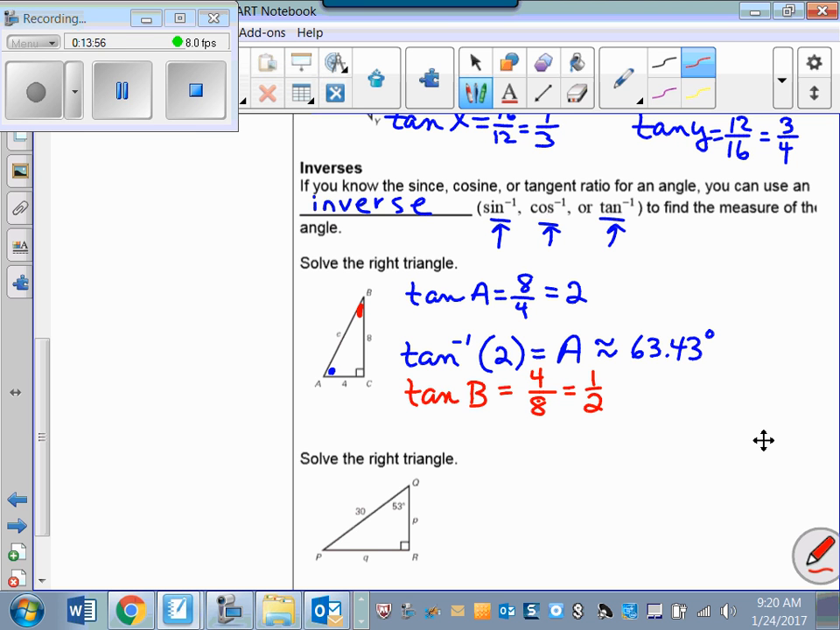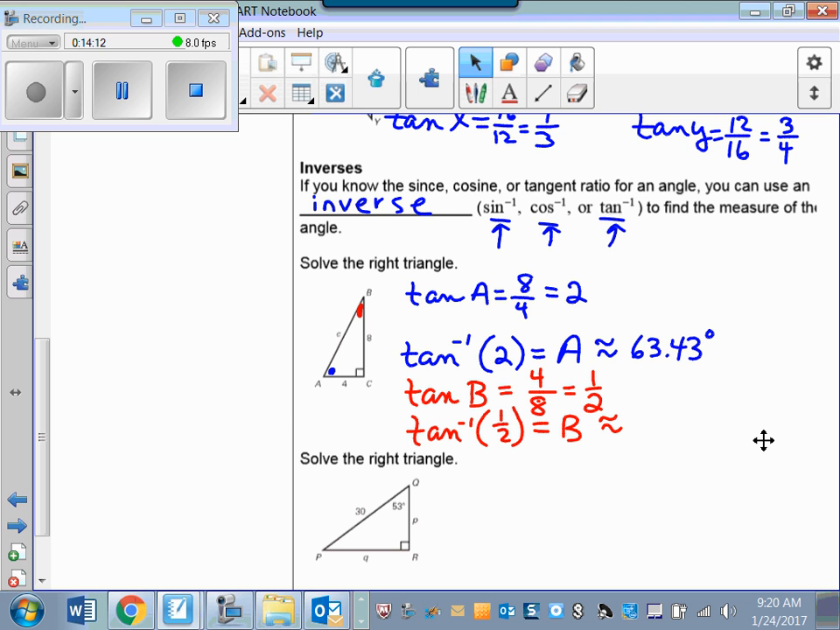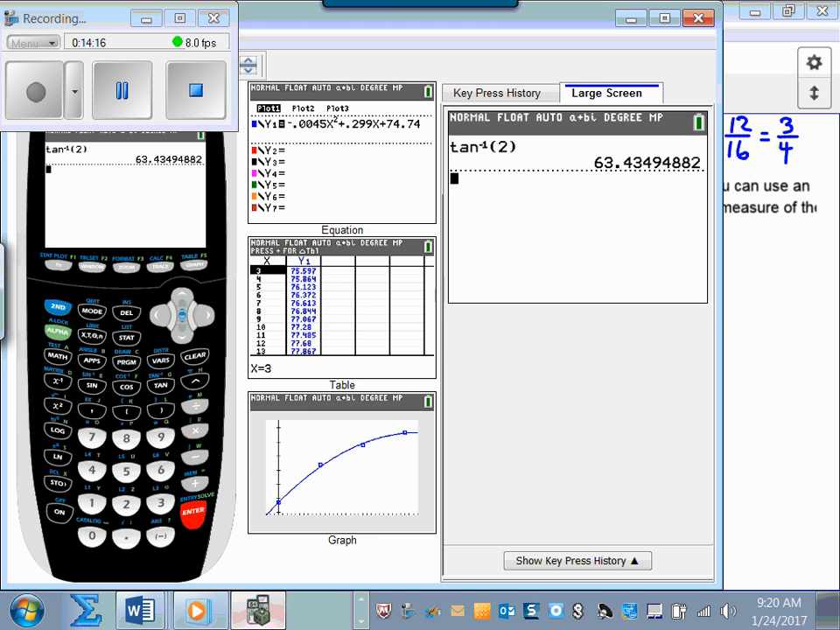If I want to find the measure of the angle, I have to use the inverse tangent. So the inverse tangent of 1/2 equals that angle B, and then we're going to get an approximation again. So let's go back to our calculator, and it's 1/2. We're going to do second tangent, and we have a half there.